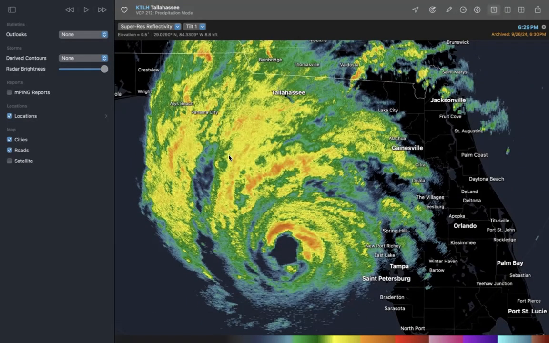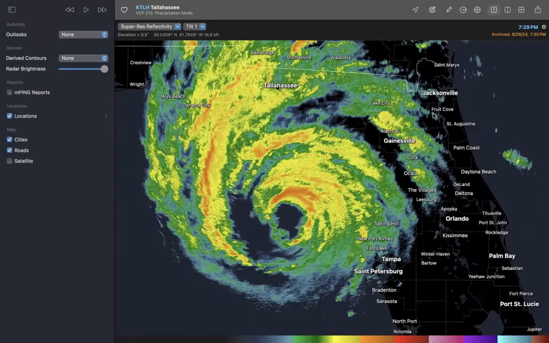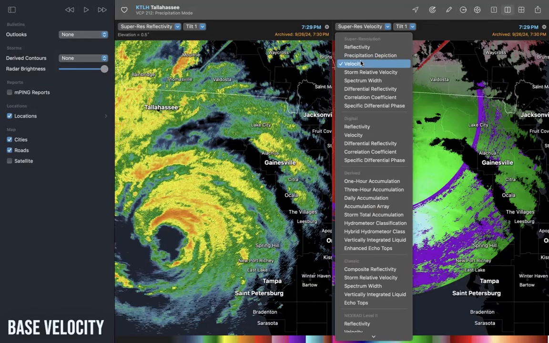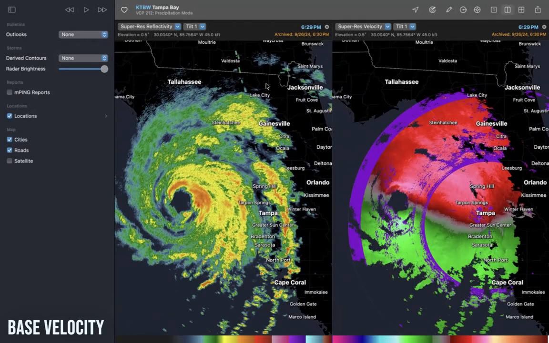So now that we've seen the storm structure, let's explore the powerful winds using the base velocity. I'm just going to go a little forward in time so we can see the storm moving closer to land, and I'll have a dual screen so we can also look at the velocity. Looking at Tampa, the base velocity shows a symmetric velocity pattern around the eye, and there are also some strong inbound and outbound winds.